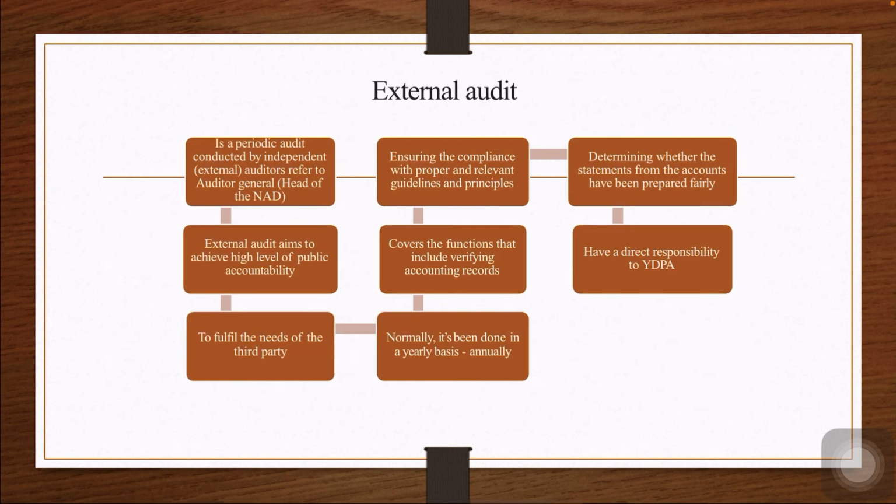So kita nak tengok fungsi external audit. So external audit is a periodic audit conducted by independent auditor that refer to tadi itulah National Audit Department, Jabatan Audit Negara. So this Jabatan Audit Negara is aimed to achieve the high level of public accountability. Kiranya Jabatan Audit Negara ni dia adalah orang luar lah kan. Dia tak tahu apa-apa pun tentang internal audit yang dilakukan oleh Kementerian Pertanian tadi. So next, their function is to fulfill the needs of the third party, which is people lah. And then normally it is done on a yearly basis. So basically setiap tahun lah.